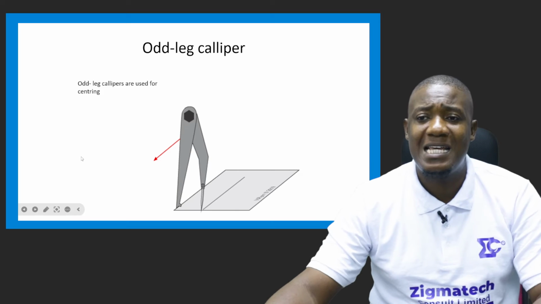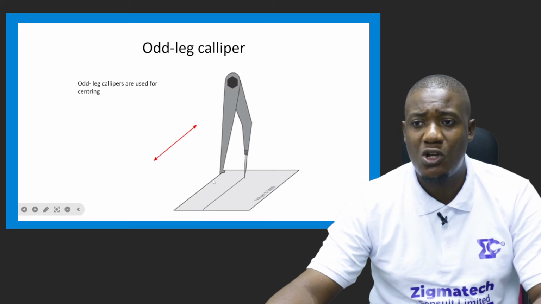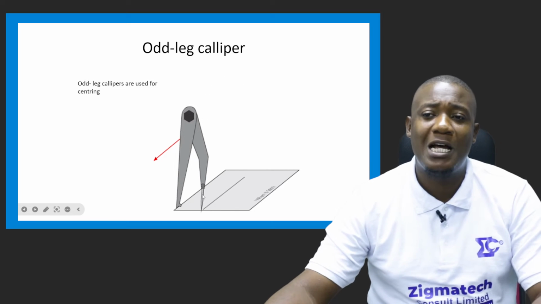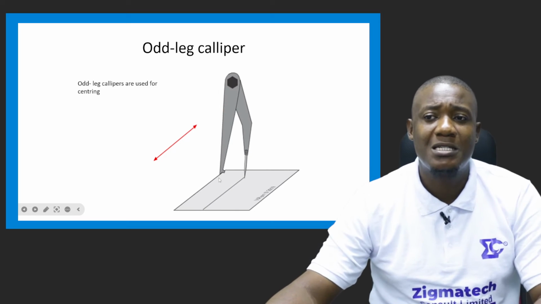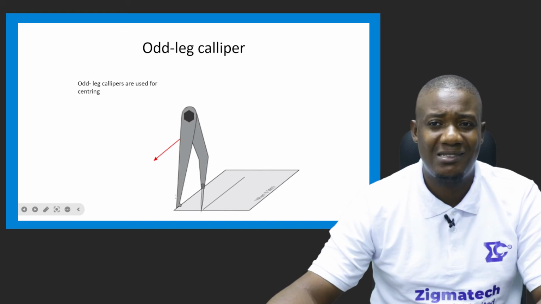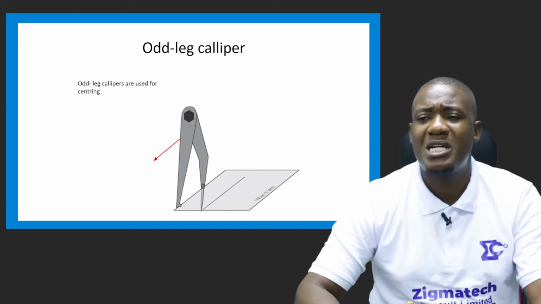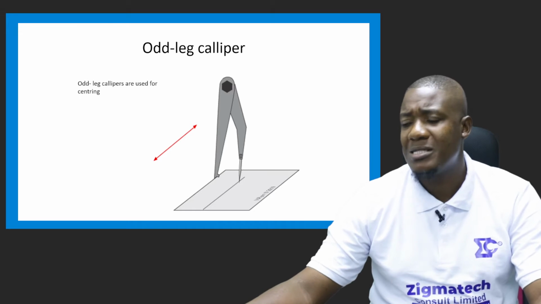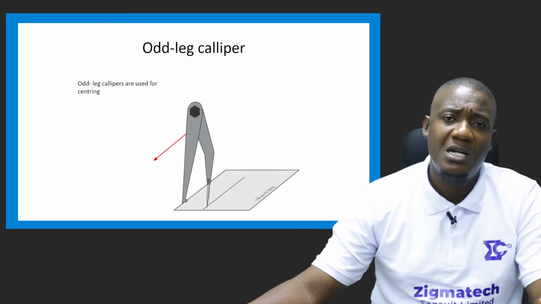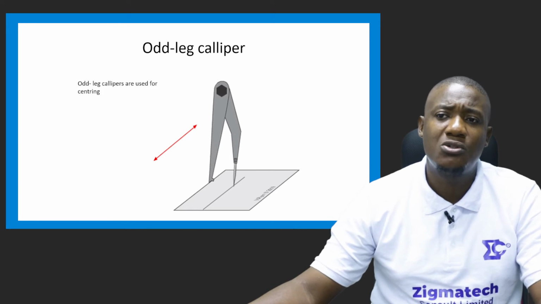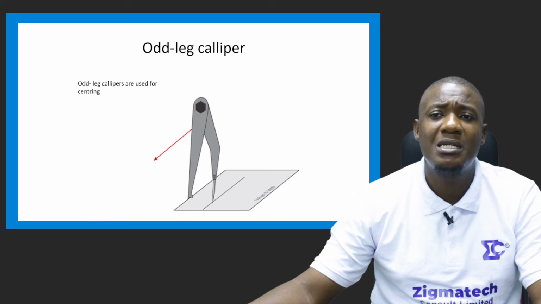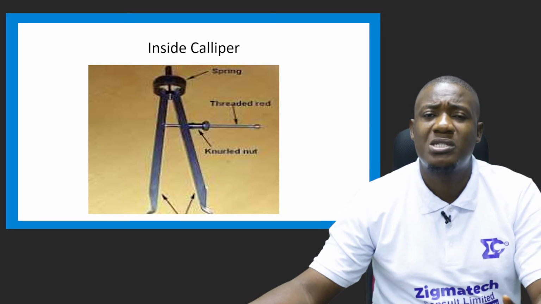Look at that leg there. Look at this leg that is not a conventional leg of a caliper. You can see it. It's called the odd leg. The odd leg is used basically for centering, to mark off the center of woodwork. You can see the motion picture you have there, what it is doing to actually identify the center.